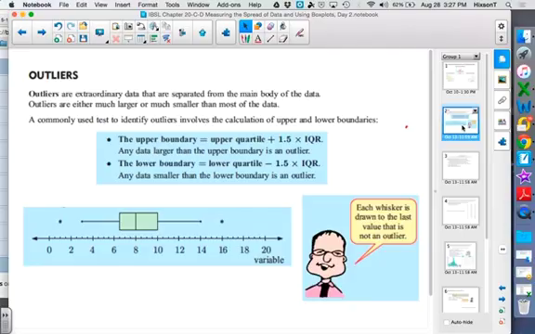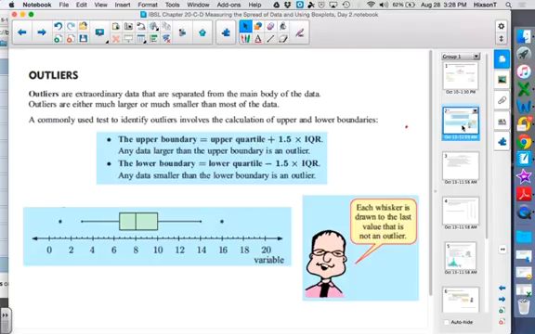Now, notice it says we're going to use 1.5 times the IQR, and on either end. This is a real important thing because you can get lots of falsely identified outliers if you do this wrong. You're adding 1.5 times the IQR to the upper quartile. A lot of people want to add it to the median, and that's not correct. You add it to the upper quartile. And for the lower boundary, you're going to subtract it from the lower quartile.